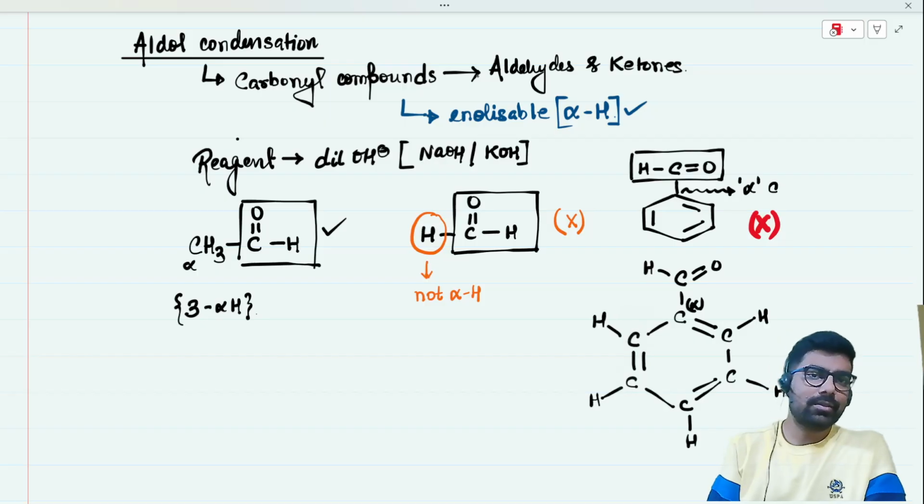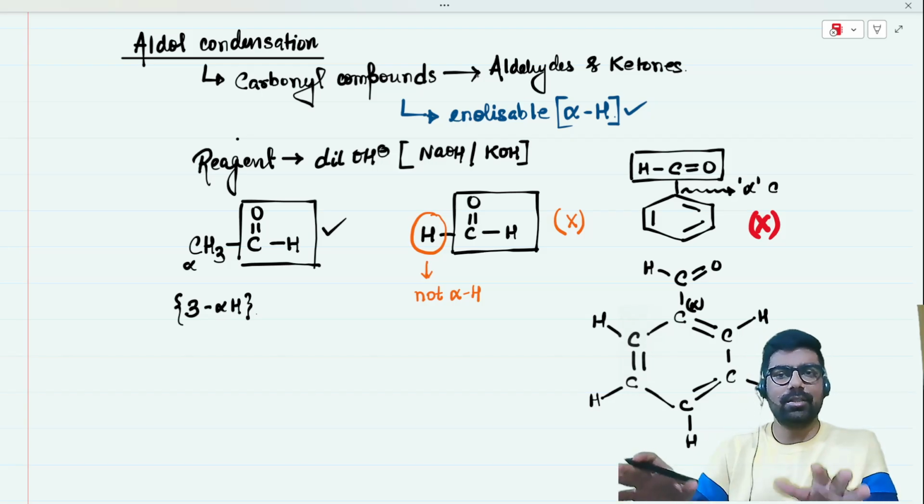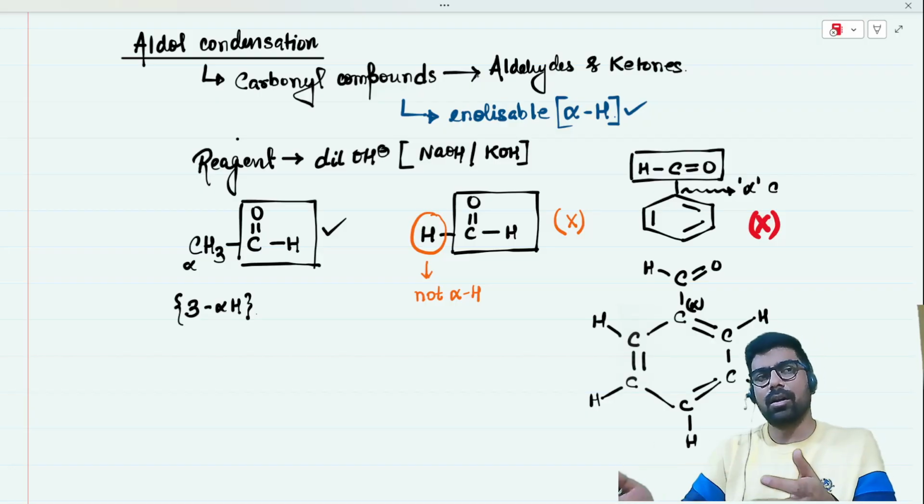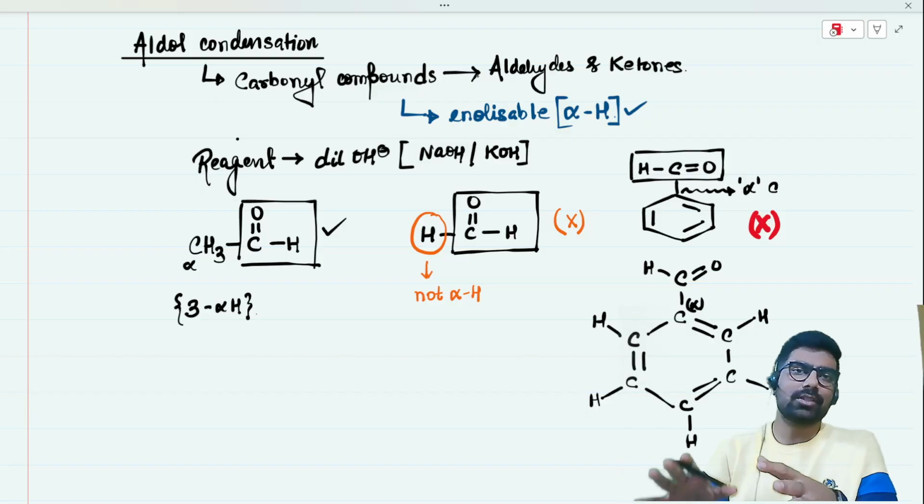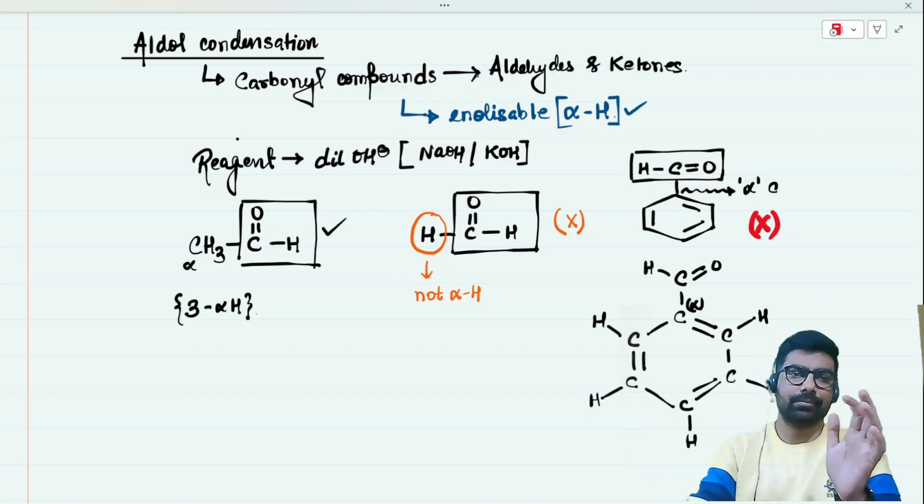We are clear about this. So if the molecule has an alpha hydrogen, generally it will undergo aldol condensation. If it does not have, it won't undergo aldol condensation. It will maybe undergo some other type of reaction, but that we will discuss later.